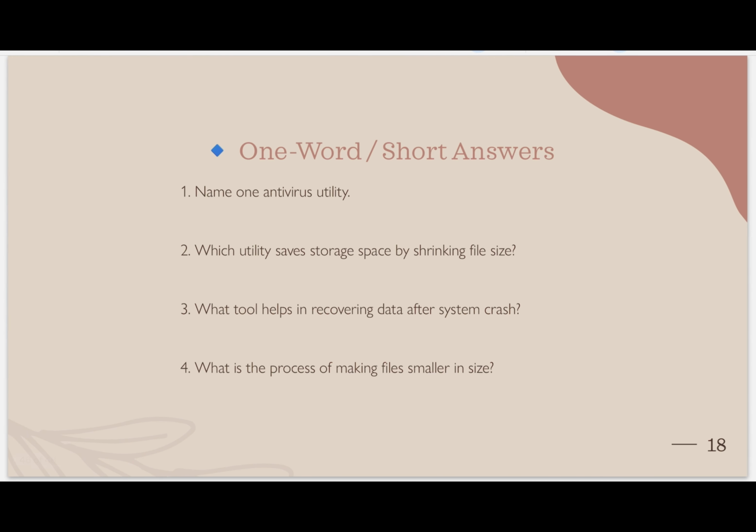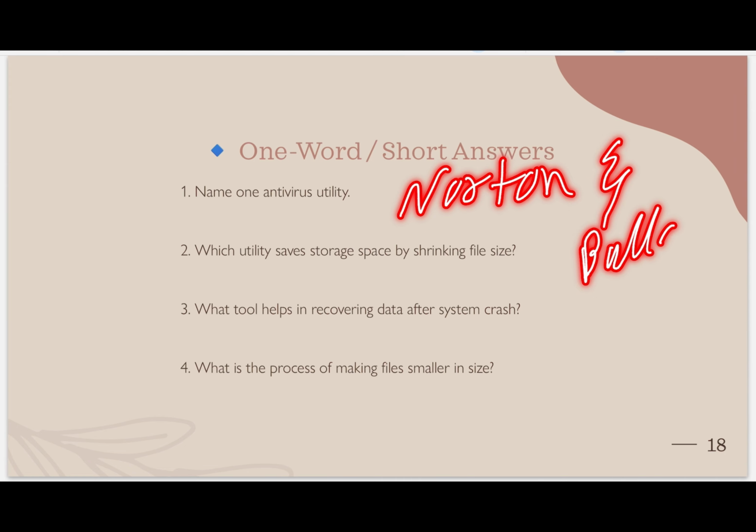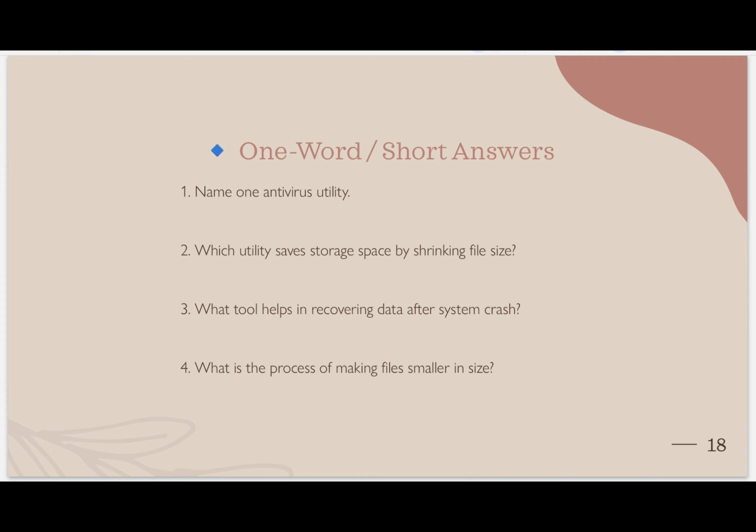Now one word or short answer. Name an antivirus utility. See, till now 2-3 times we had taken names. What are those? Try to answer. Norton and Bulgar. Correct? Norton and Bulgar. Which utility saves space stored by shrinking the file? Compress. Correct? Compress utilities.